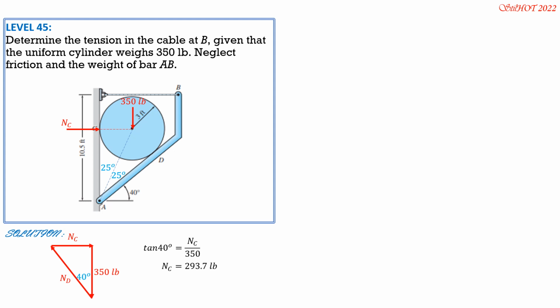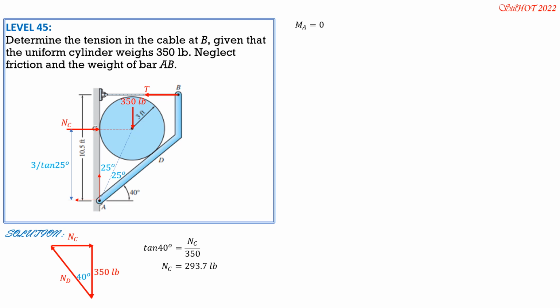So that we can compute this distance here. Tangent of 25 equals 3 feet over this distance. So this distance is 3 over tangent 25. Then let's call that the tension. Then component reactions at A, we will not name because our equation is moment at A equals 0.